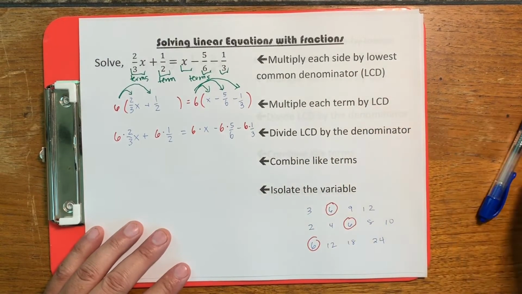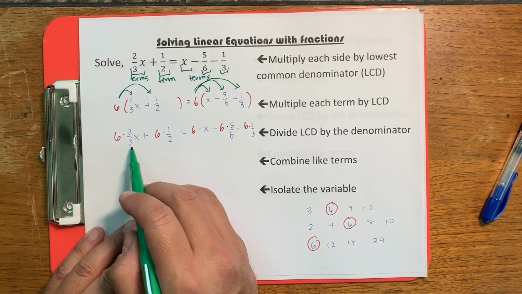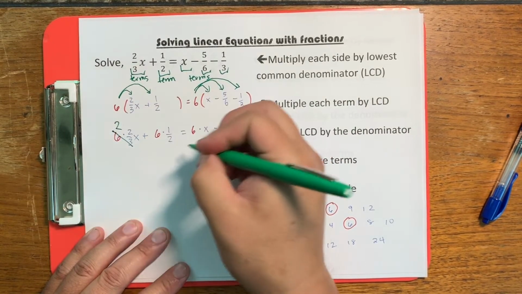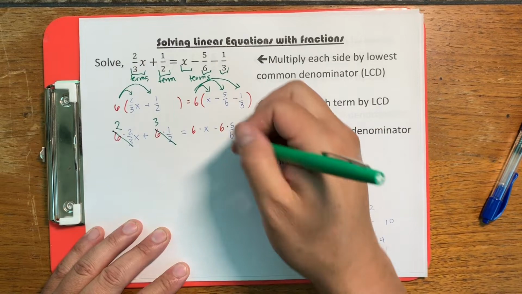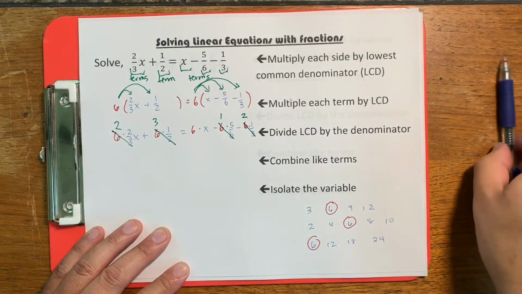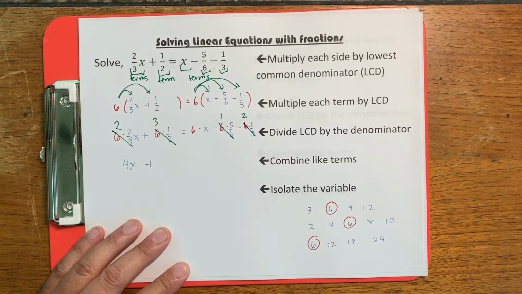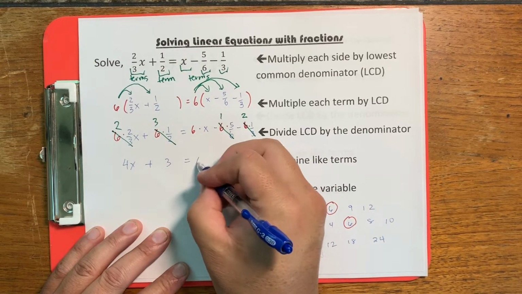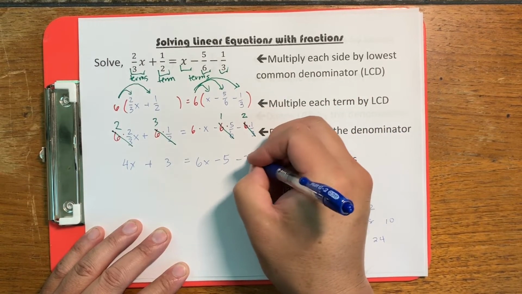Now, the next thing we want to do is divide the lowest common denominator by the denominator. So 6 divided by 3 is 2. 6 divided by 2 is 3. This one doesn't have a denominator, so we leave it. 6 divided by 6 is 1, and 6 divided by 3 is 2. Now we just multiply. 2 times 2 times x is 4x, plus 3 times 1 is 3. 6x just comes down. 1 times 5 is 5, and 2 times 1 is minus 2.